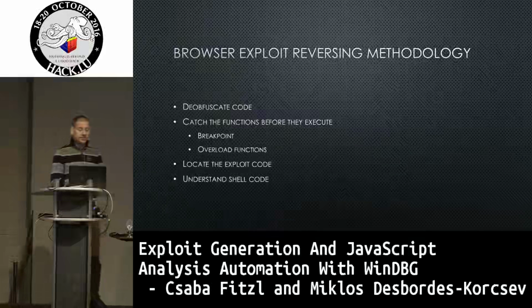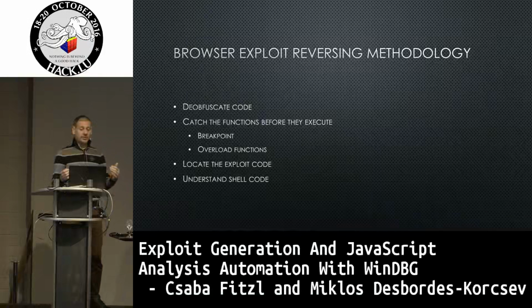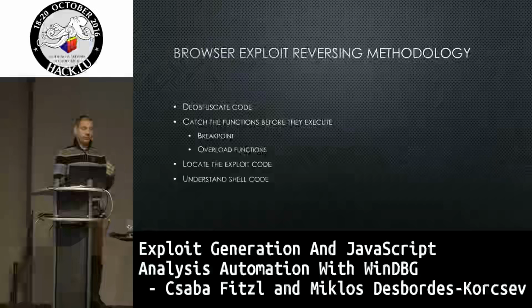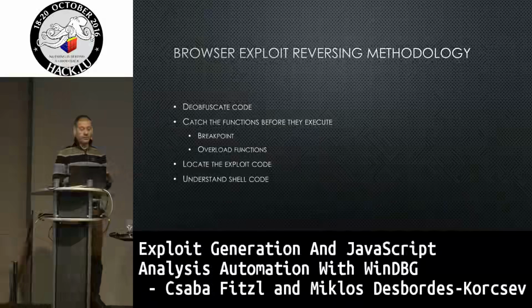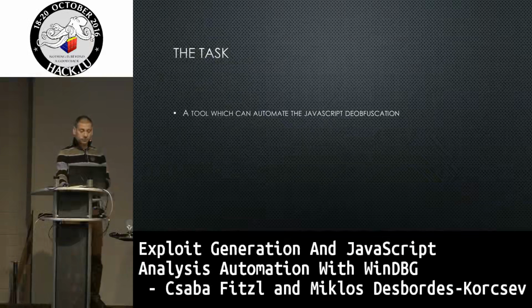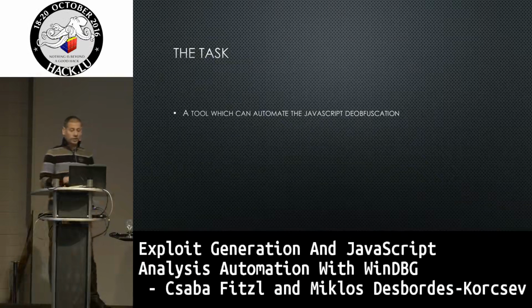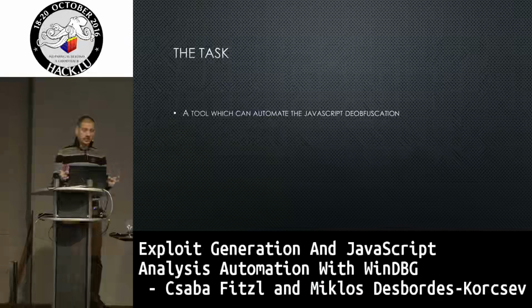So what we're going to do is a bit of code deobfuscation, and the methodology goes like this: you want to catch the function before the execute. You place some sort of breakpoint. If needed, you overload the functions. You locate the exploit code, and you understand the shellcode. So our approach to this was to put together a tool that can automate the deobfuscation.